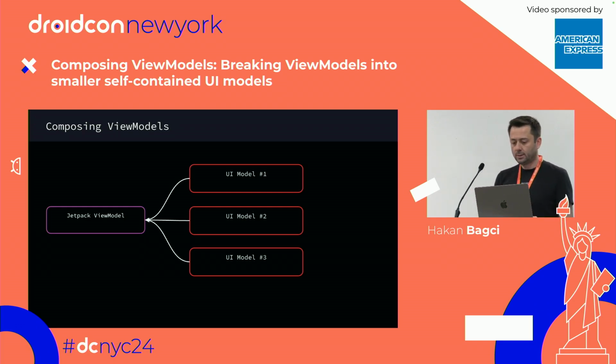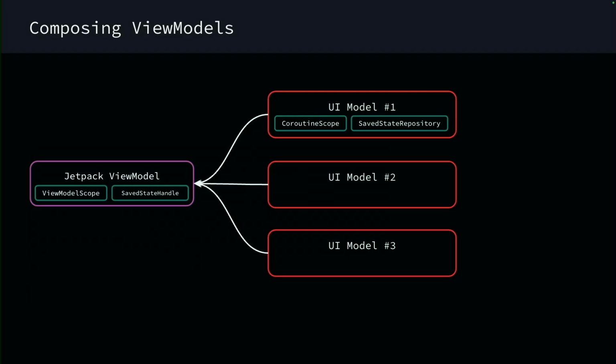For example, in this scenario, we have 3 children UI models, and they are hosted by a parent Jetpack view model. In this case, if view model survives configuration changes, since it has references to UI models, they will also survive configuration changes. And ViewModel has this ViewModel scope and save state handle superpowers, its Android powers. Then Jetpack ViewModel, while creating child UI models, can pass coroutine scope. And also we can create a simple abstraction over save state handle and then pass it to our UI models to make them platform independent.